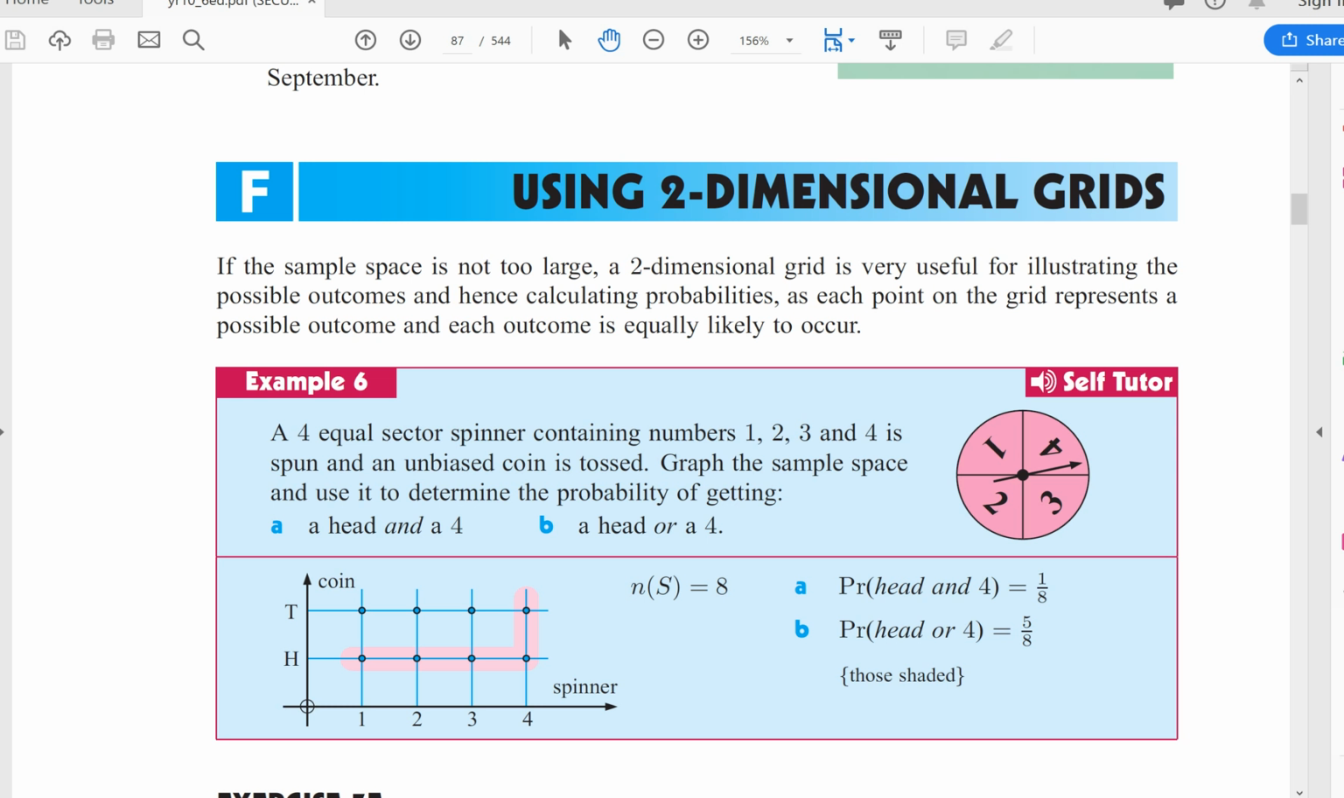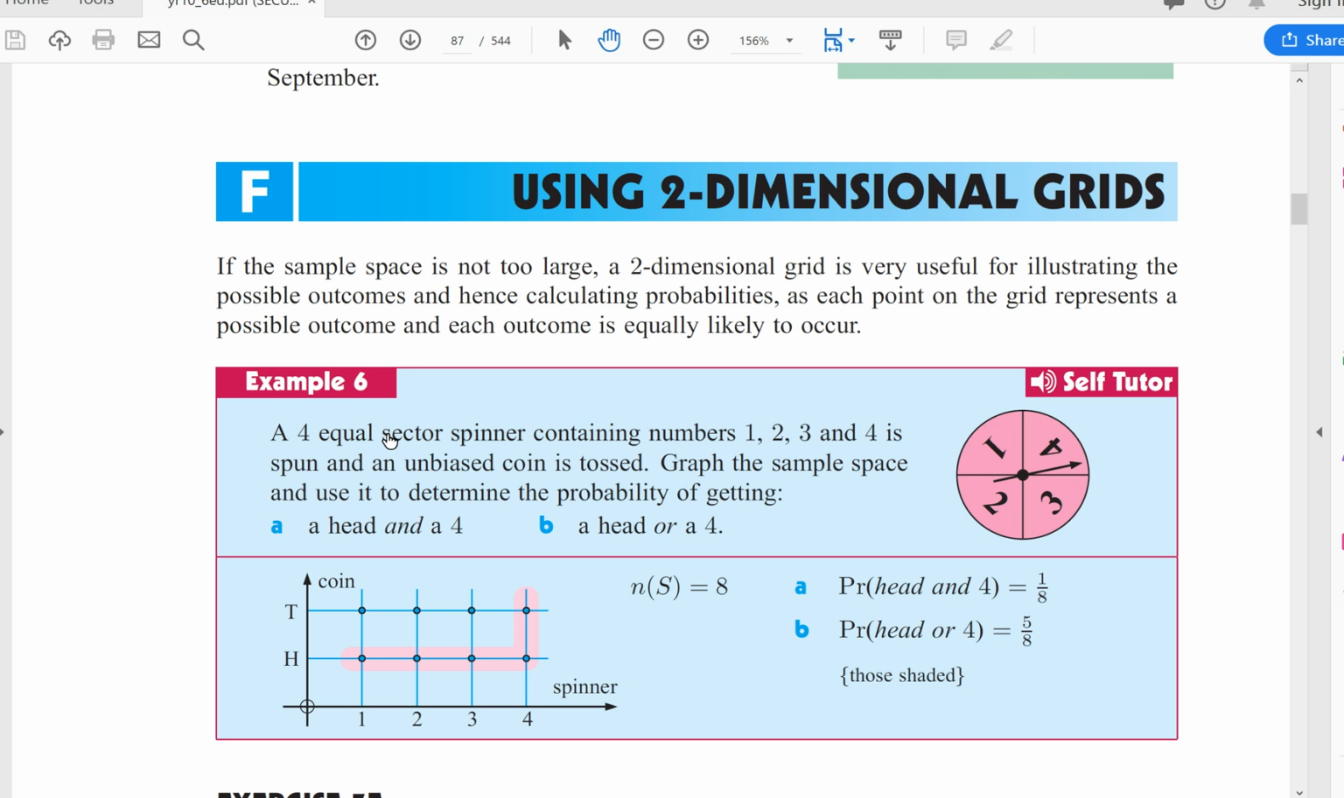And we can use simple 2-dimensional grids to show all of the outcomes that are possible. You can see it's pretty simple here. If you've got a 4-sided spinner, 4 sectors, they're all even, and we toss a coin. So you've got the options here. You could get a head or a tail for tossing the coin, and then you could get a 1, 2, 3, or 4 for the spinner. And so you could get a head and a 1, a tail and a 1, a head and a 2, tail and 2, and so on. You can also see that there are 1, 2, 3, 4, 5, 6, 7, 8 outcomes in total.